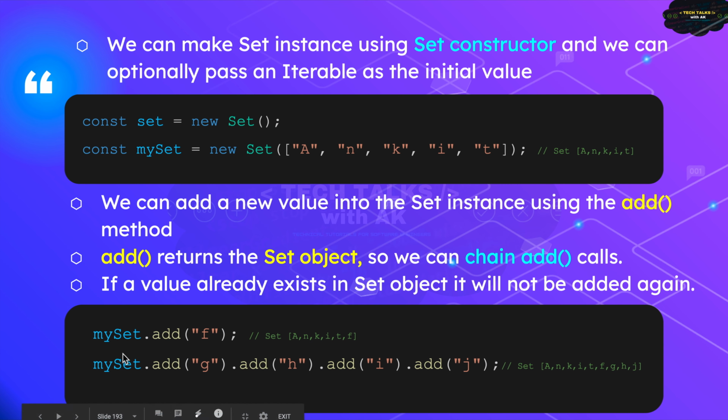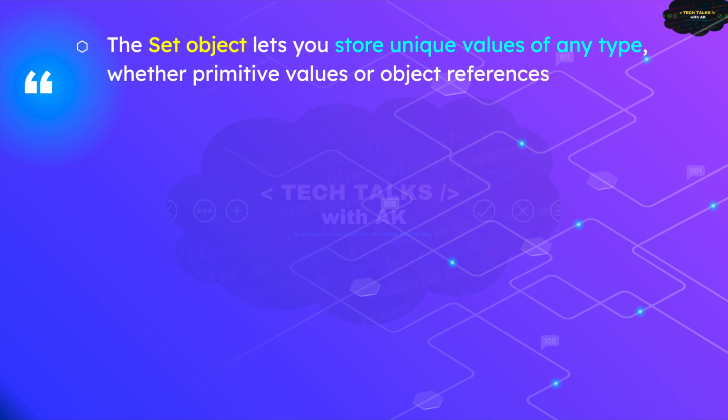If I say mySet.add(f), it will actually add f. If I say mySet.add(g).add(h).add(i).add(j), it will add g, h and j, but it will not add i because i is already present in the set. So the new set after adding all this will become a, n, k, i, t, f, g, h, j. So i, which was supposed to be added before j, is not added in this set, because sets store unique values of any type. It doesn't care what the type of that value being added is.